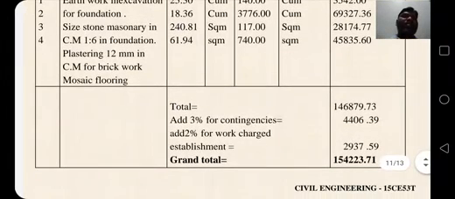45,835.6. Total 1,46,879.73. Add 3% of contingency and 2% of work establishment charges, 4,406.39, 2,937.59. Total grand total is 1,54,223.71.